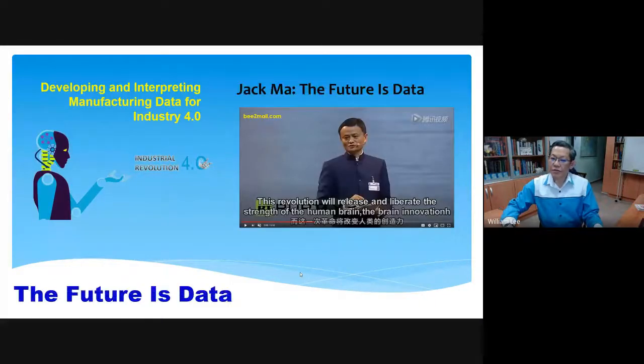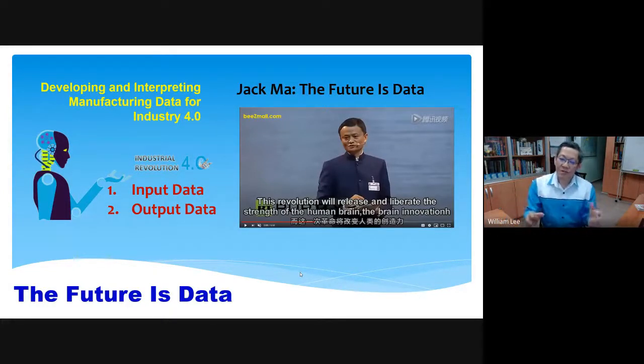In the future, Jack Ma said that the future is data, all right? So I mentioned to you, what data is important? Is it the input data or output data? By matching this important data, then I'm sure that you can produce the same part with the same quality. So input data is actually more important than the output data. Output data are those results that you achieve. Input are those that you key in.